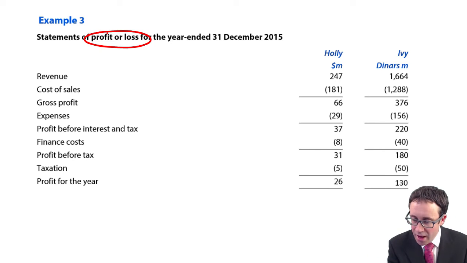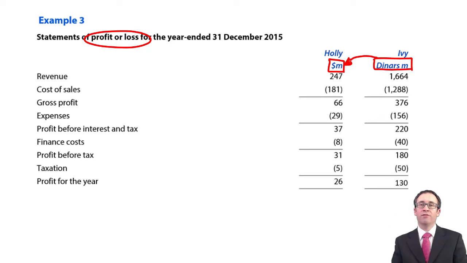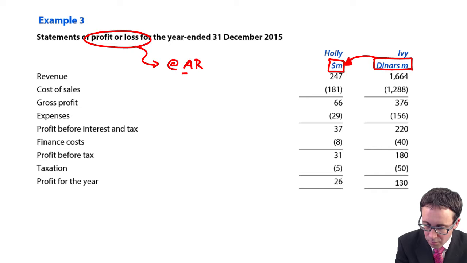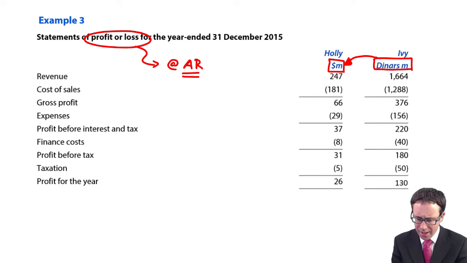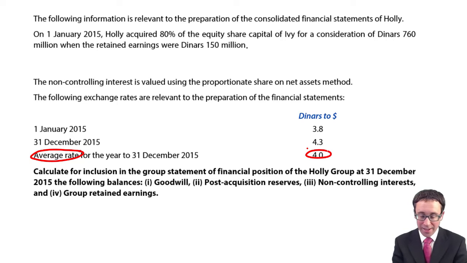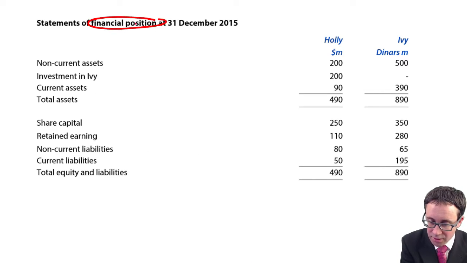You can see that you have a parent that's Holly, that's in millions of dollars. You have a subsidiary that's in millions of dinars. So we will need to translate those results from dinars into dollars, and it's in the statement of profit or loss. So everything there will be at the average rate. And I think here the average rate that we have is 4 dinars to the dollar. Okay. We'll also then go through and translate the statement of financial position.